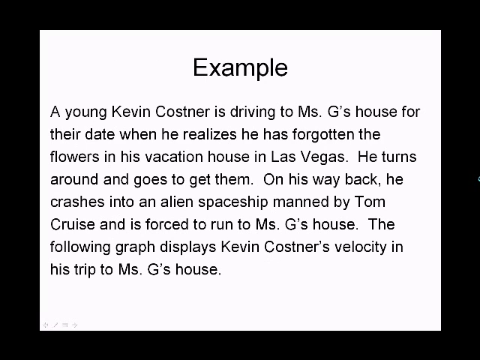Here's an example. A young Kevin Costner is driving to Miss G's house for their date when he realizes he has forgotten the flowers in his vacation house in Las Vegas. He turns around and goes to get them. On his way back, he crashes into an alien spaceship manned by Tom Cruise and is forced to run to Miss G's house. The following graph displays Kevin Costner's velocity in his trip to Miss G's house.